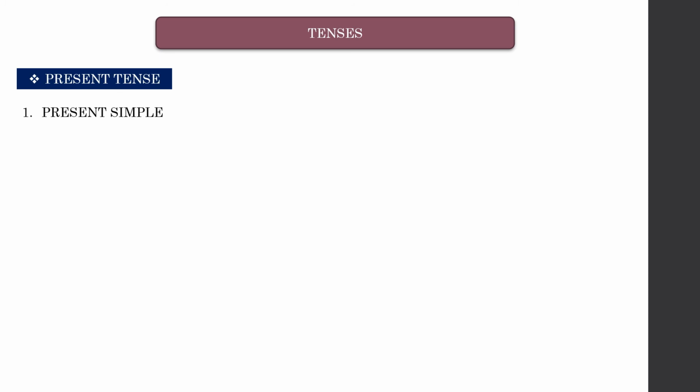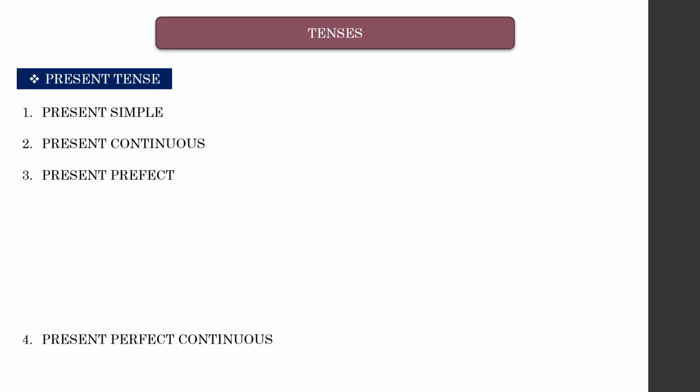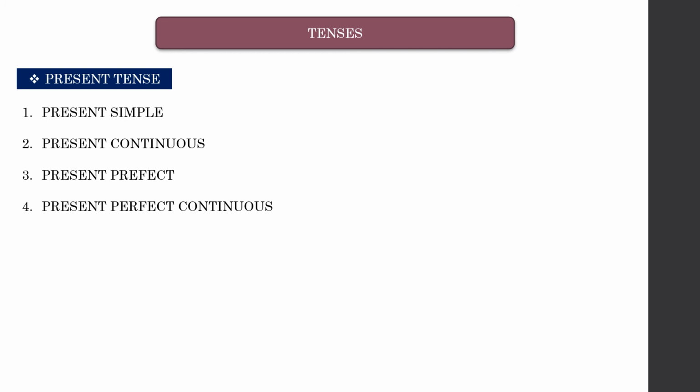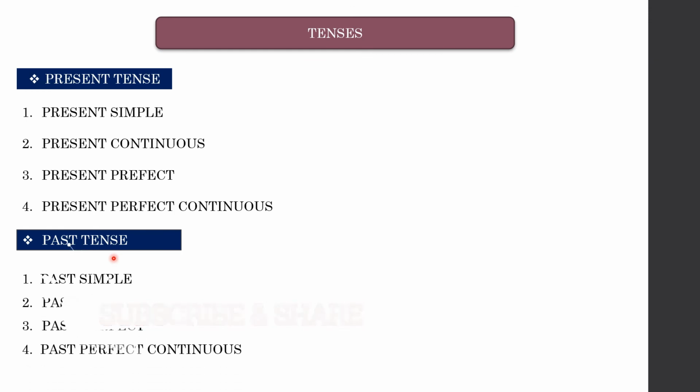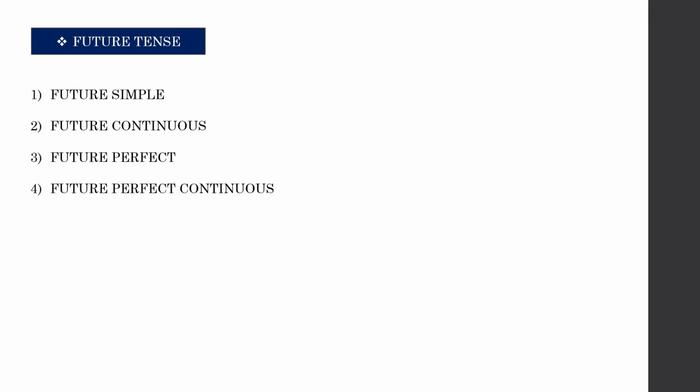We will learn 12 types of tenses. First is present tense: present simple, present continuous, present perfect, and present perfect continuous. This one is present continuous, and this is present perfect continuous. This is the difference between 2 and 4. Second is past tense: we will learn past simple, past continuous, past perfect, and past perfect continuous. And the last one is future tense: future simple, future continuous, future perfect, and future perfect continuous. So we will learn each and every tense in detail.